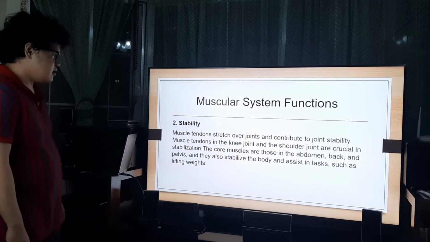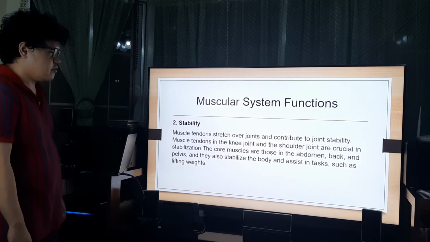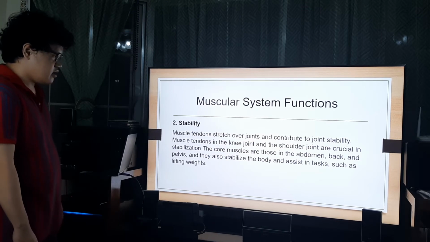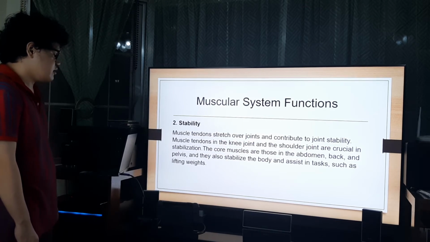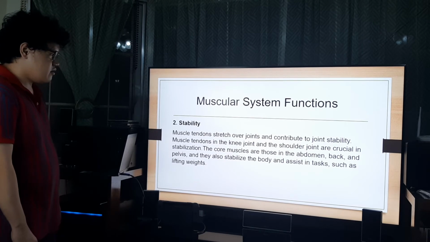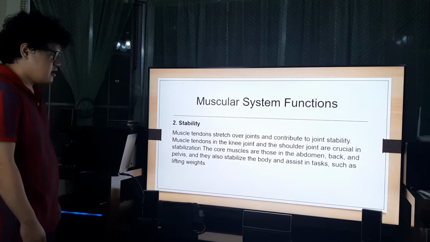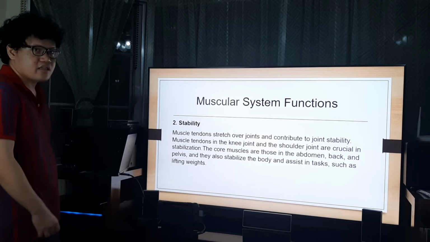Stability. Muscle tendons stretch over joints and contribute to joint stability. Muscle tendons in the knee joint and the shoulder joint are crucial in stabilization. The core muscles are those in the abdomen, back, and pelvis, and they also stabilize the body and assist in tasks such as lifting weights.